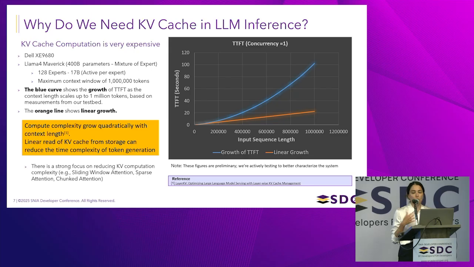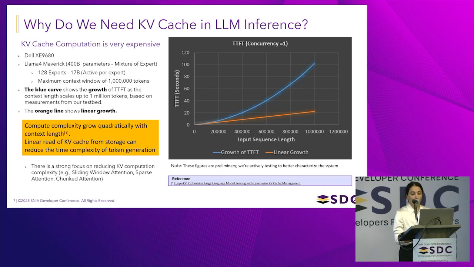If we store that in some medium, which could be HBM, CPU memory, or remote storage, then we will have a linear read time. So this linear read time can actually reduce that quadratic complexity.